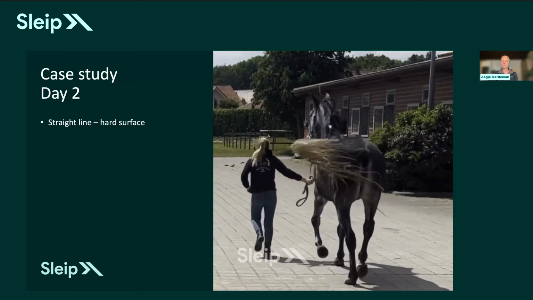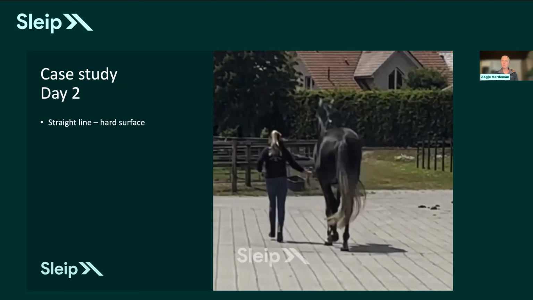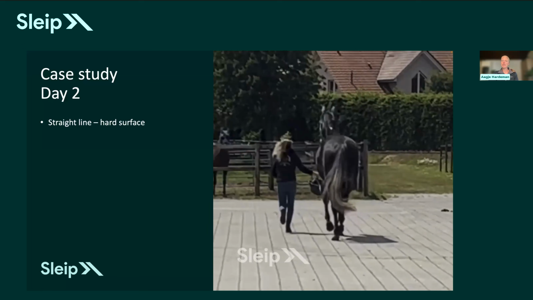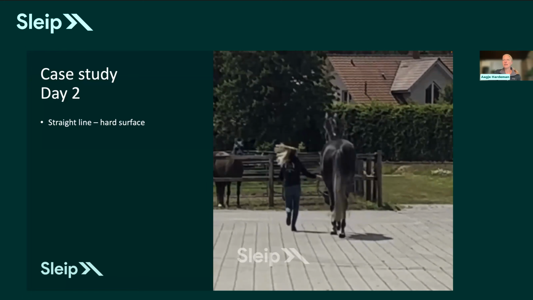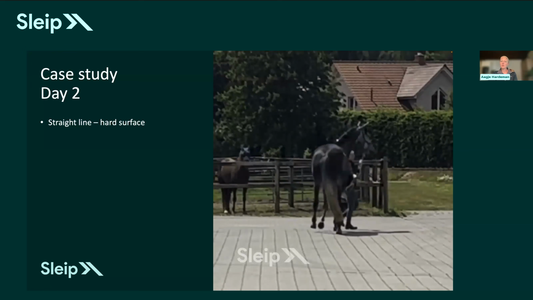Here, if you focus on the tuber sacrale, you probably see that it's very asymmetric in the upward downward movement. Actually in both, but mainly in the difference in the lowest points.